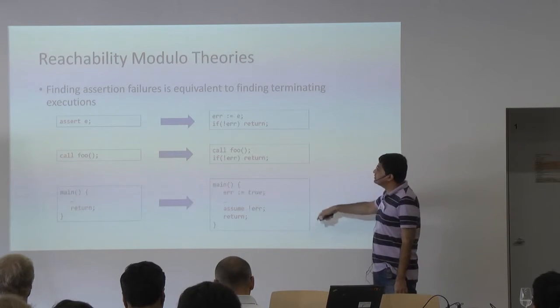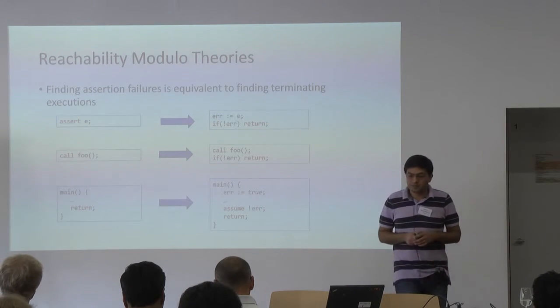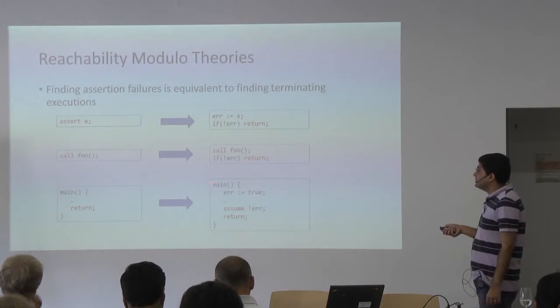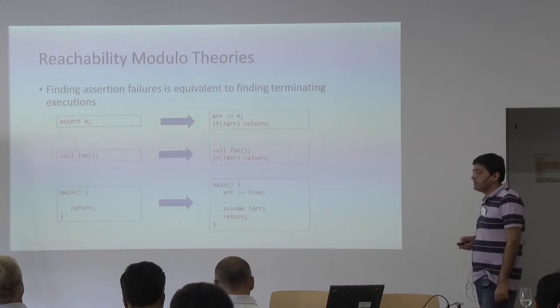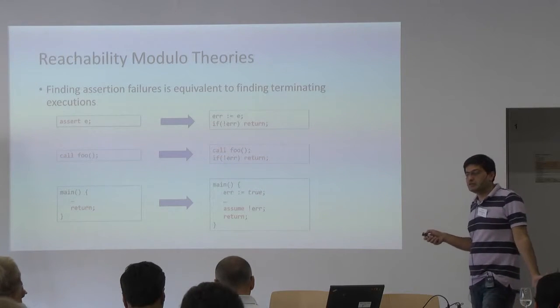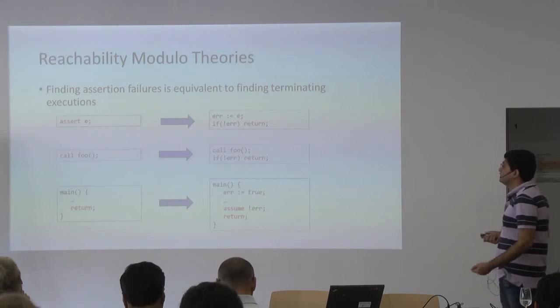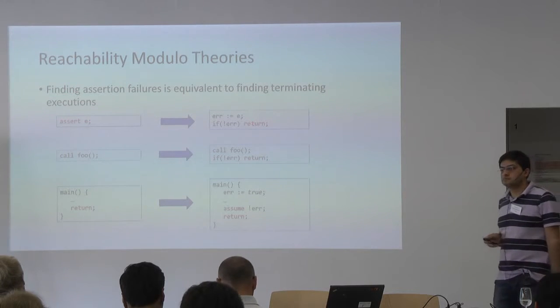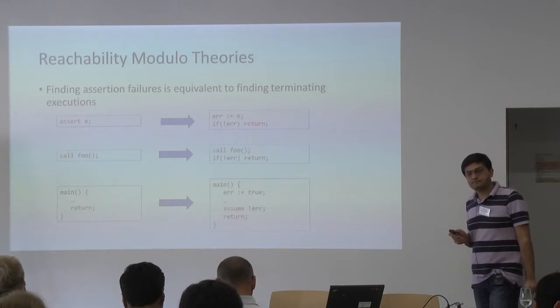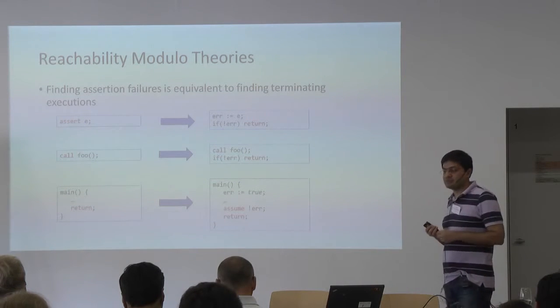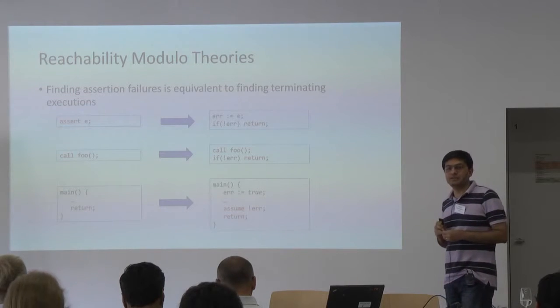So you introduce a Boolean variable err, and at program entry you set it to true, and the only way you can exit from main is if this variable is false. Okay, so the only way of finding a terminating execution is one in which err is set to false, and it's set to false only when an assertion fails. So it kind of simplifies the description of VC generation if you just focus on terminating executions.